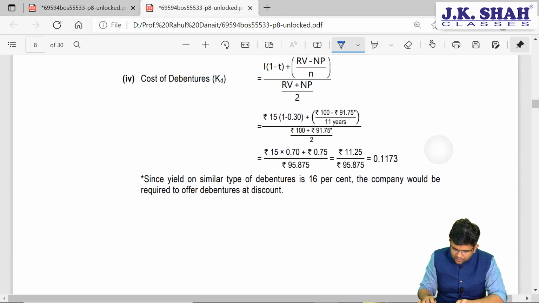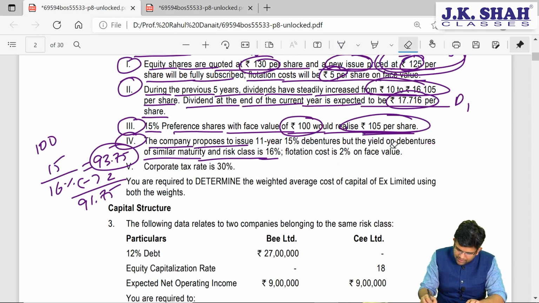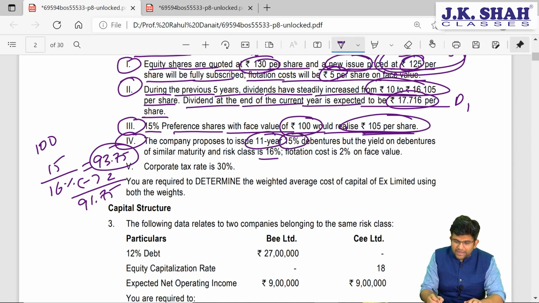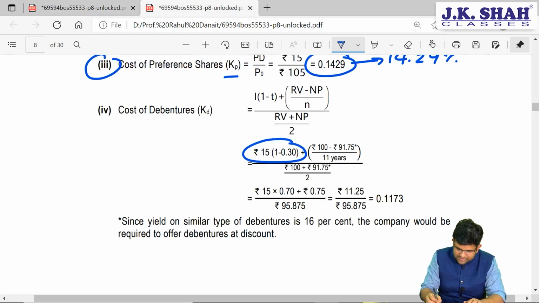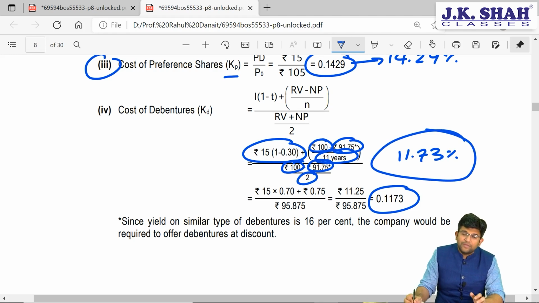If you do the KD calculation here, you know the formula of a redeemable KD. Students, how did you know it is a redeemable KD? Because the life was given to you as 11 years, correct? So students, 15 rupees is the interest into 1 minus T, correct? 15 into 1 minus 0.3 plus RV, assumed to be at par, minus the issue price we just discussed, divided by 11, the whole upon RV plus issue price divided by 2, into 100 will give you 0.1173 as the KD, that is nothing but 11.73%.